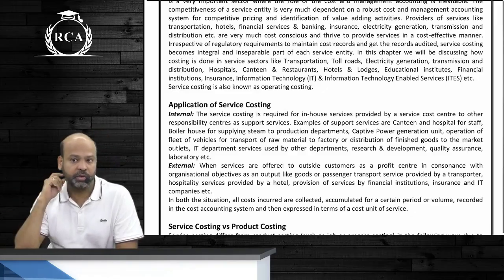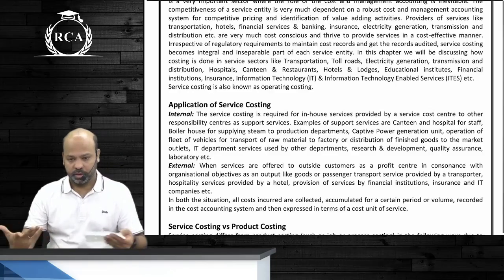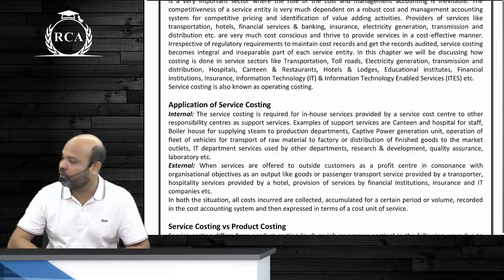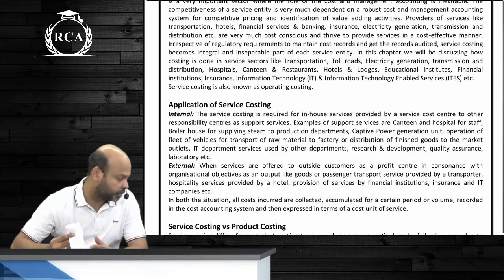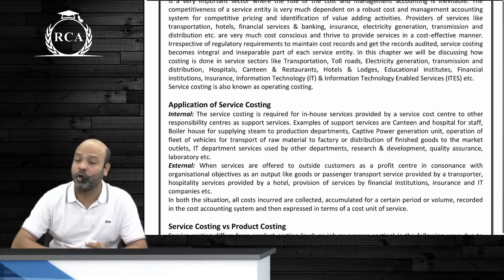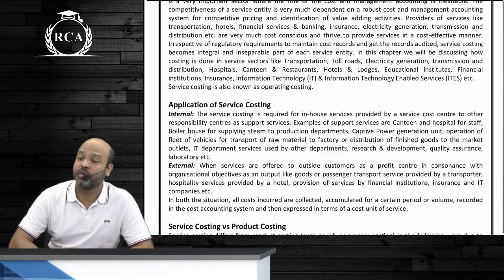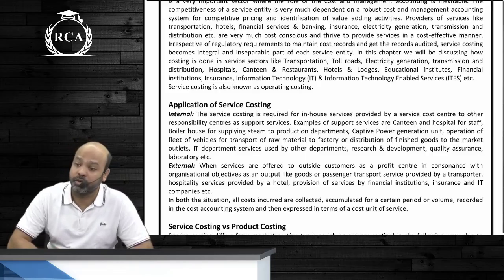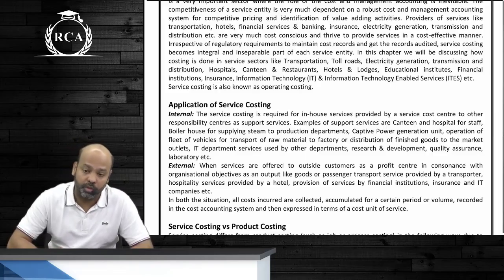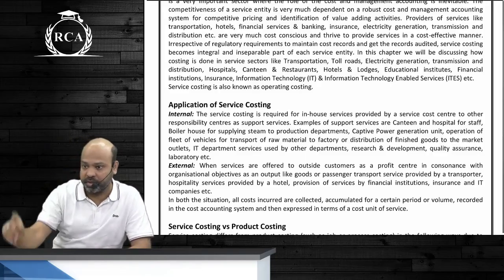A simple cost unit is a single one. If you have only one unit of measurement, it's a simple cost unit. If you have a combination of two or more cost units, it's a composite cost unit. The majority of service industries will have a composite cost unit, not a simple cost unit. If you talk about the transportation business, I gave these examples in the beginning also.